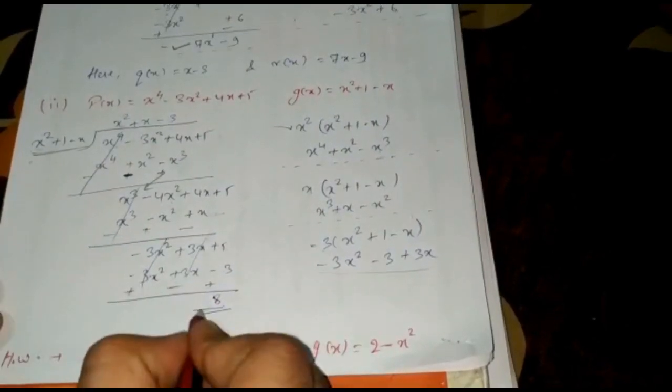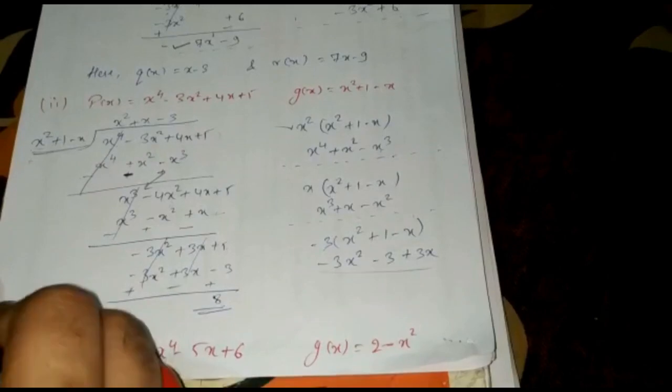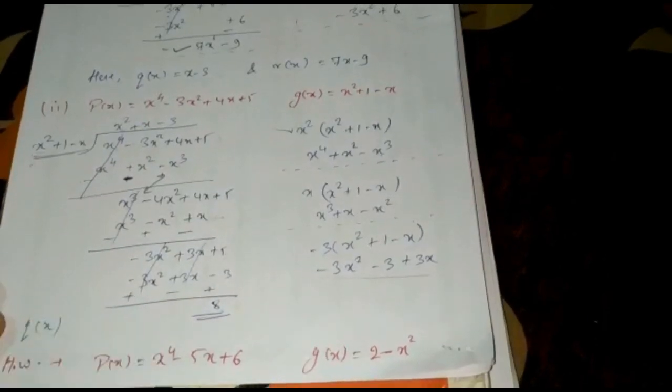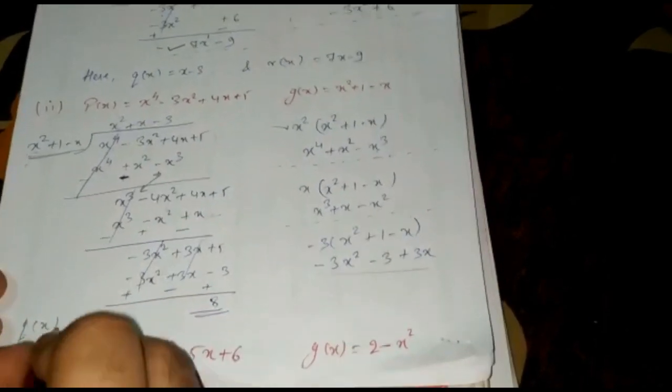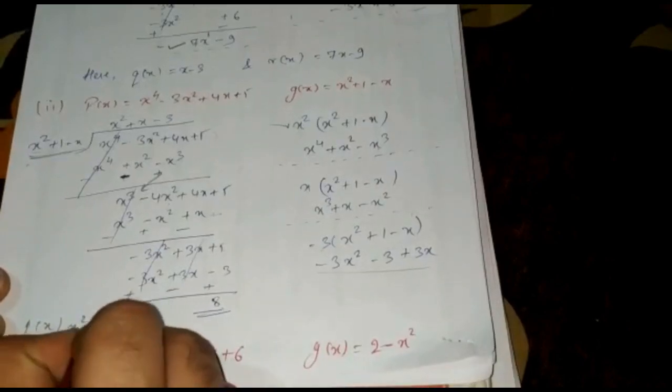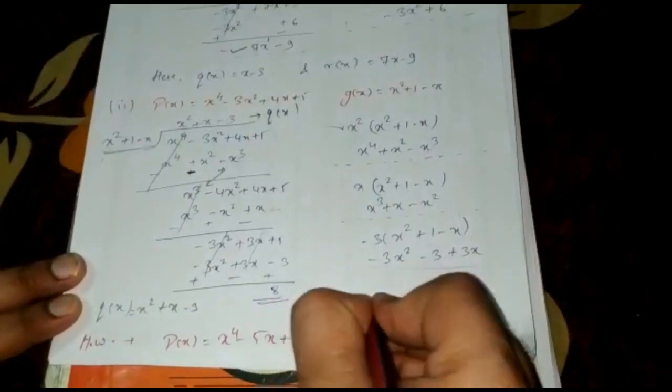So here we can conclude that our q(x) is what? Quotient is x square plus x minus 3. Here is our q(x), and this is our r(x). r(x) is 8. So this is how we can solve this type of problem.